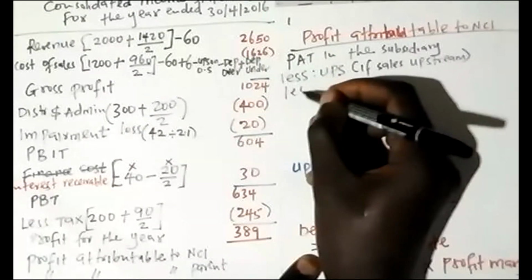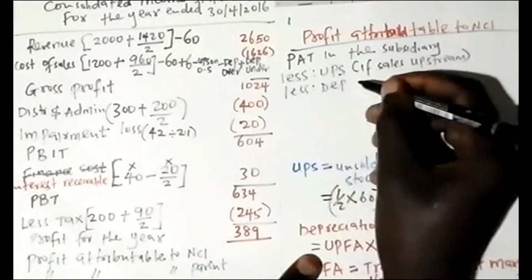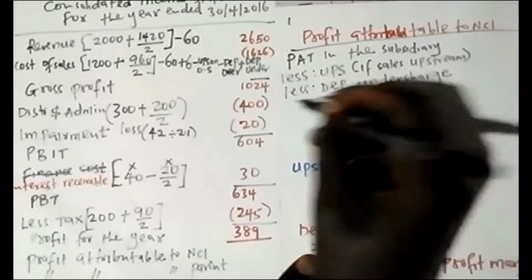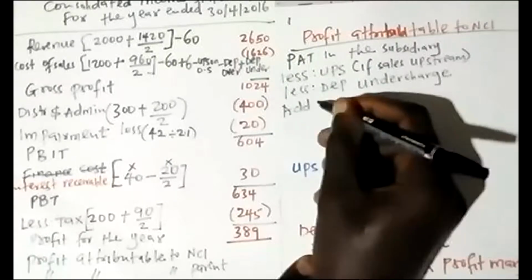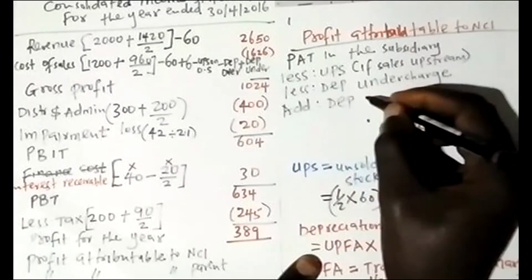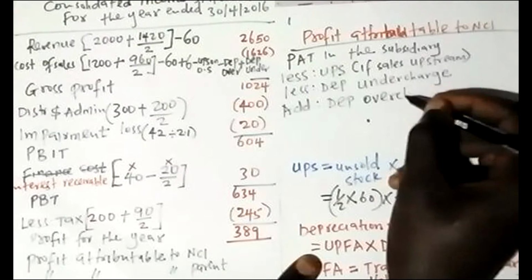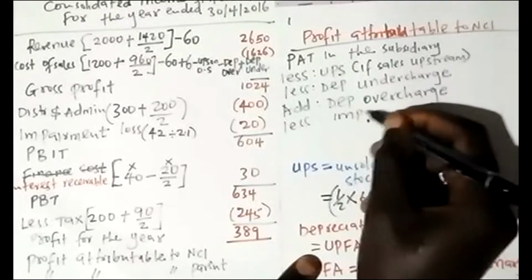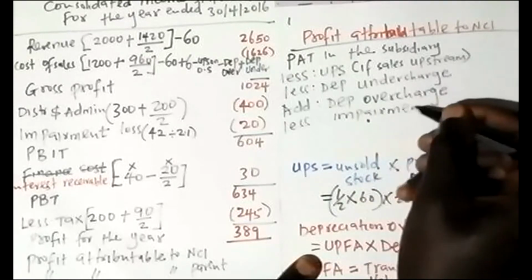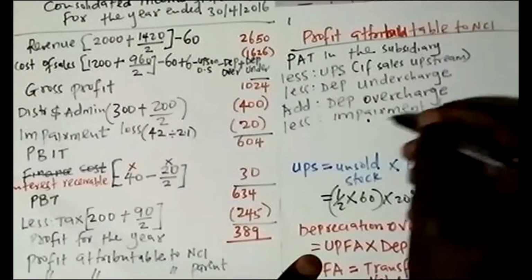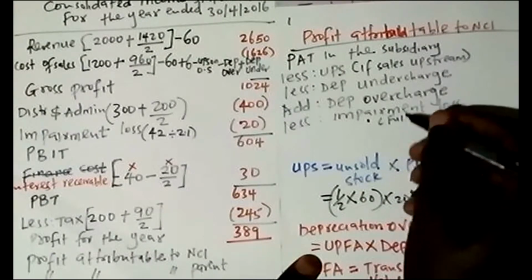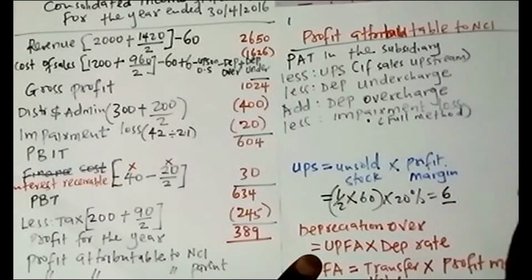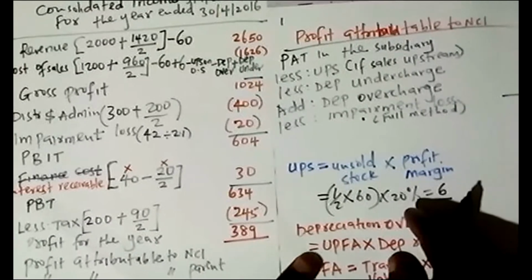Then I will raise depreciation undercharge. Then I will add depreciation overcharge. Then I will raise impairment loss. But for impairment loss to be applicable, we must have used the full method when computing our goodwill.